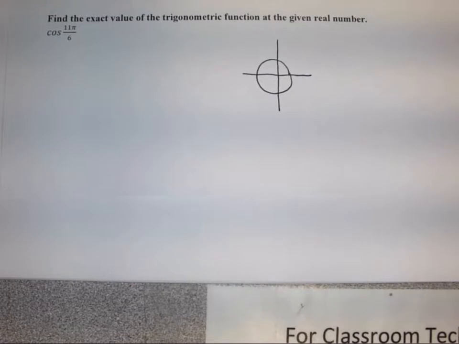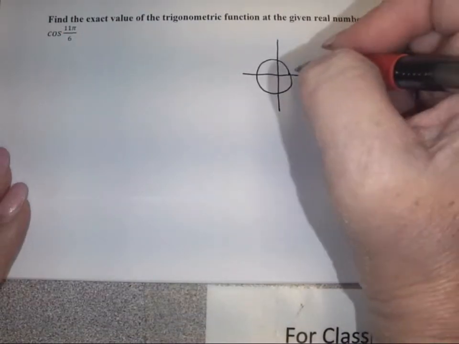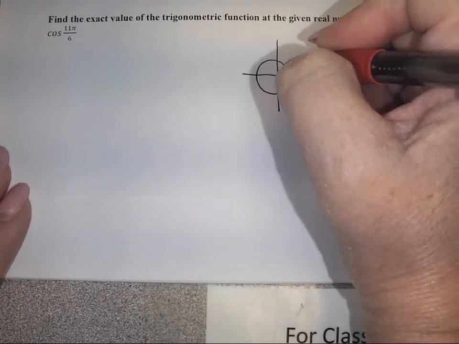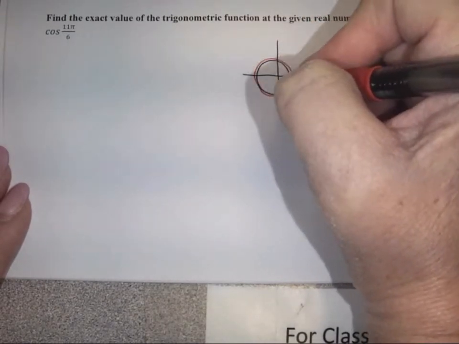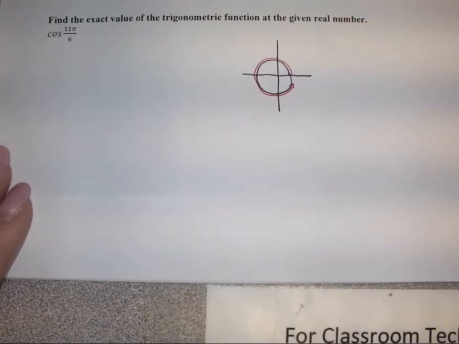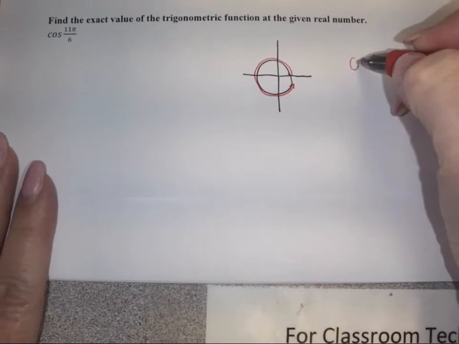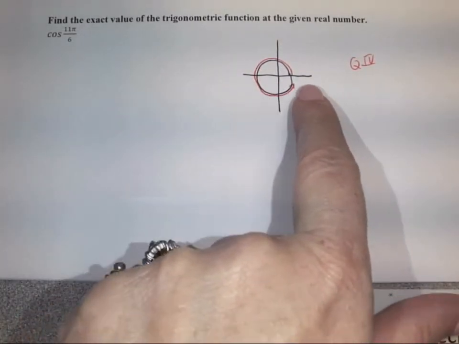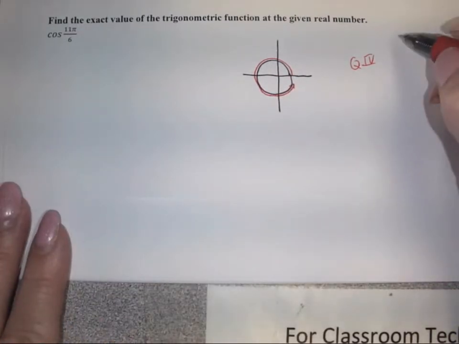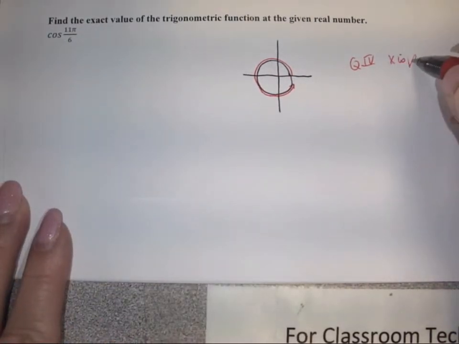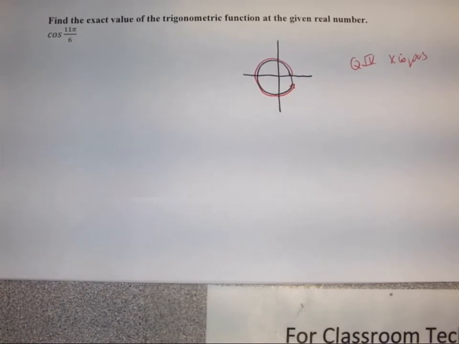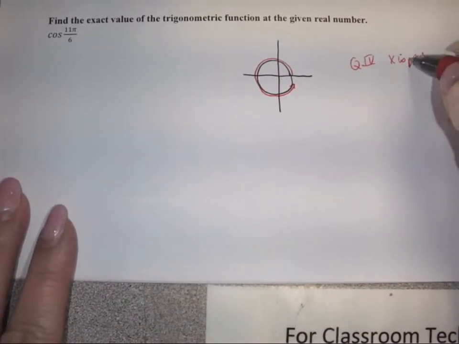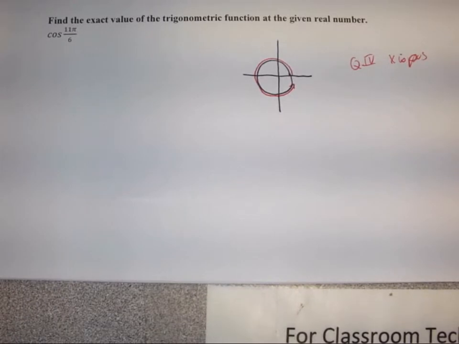If we do 11 pi over 6, that's almost 2 pi. 2 pi would be 12 pi over 6. So we're always starting from our standard position and going around, and we're going to land somewhere over here. So with that, we figure out that we are in quadrant 4, and in quadrant 4, our x value is positive. So we know that x is positive, and we need to know that because we're dealing with cosine here. And with cosine, it's an x value.